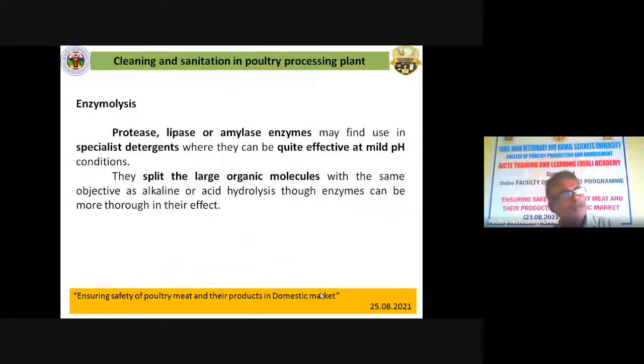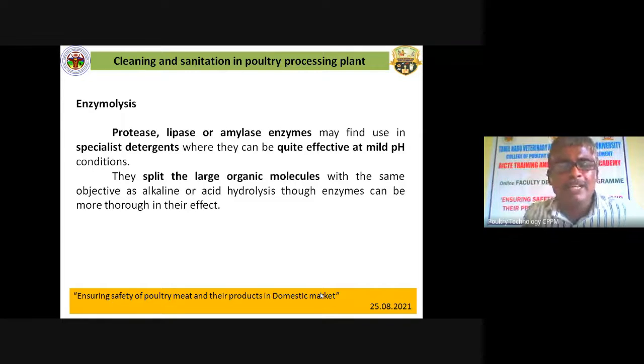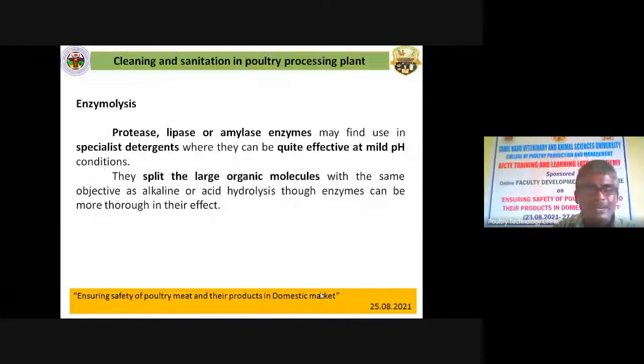Then enzymolysis. Some of the detergent manufacturers incorporate enzymes that facilitate easy removal of soil of protein as well as lipid nature, thereby ensuring efficient cleaning. The commonly employed enzymes are protease, lipase, and amylases. Generally, in the meat processing plant, we won't use amylase as the carbohydrate content in meat is very low. Sometimes in further processed products they may use this, because in further processed products we use some carbohydrate-rich compounds as ingredients. So these proteases, as in the case of alkali hydrolysis, break down the protein into amino acids, and the lipases break down the lipid component into fatty acid and glycerol, and they facilitate the easy removal of the soil from the surface. And they are effective at mild pH conditions.